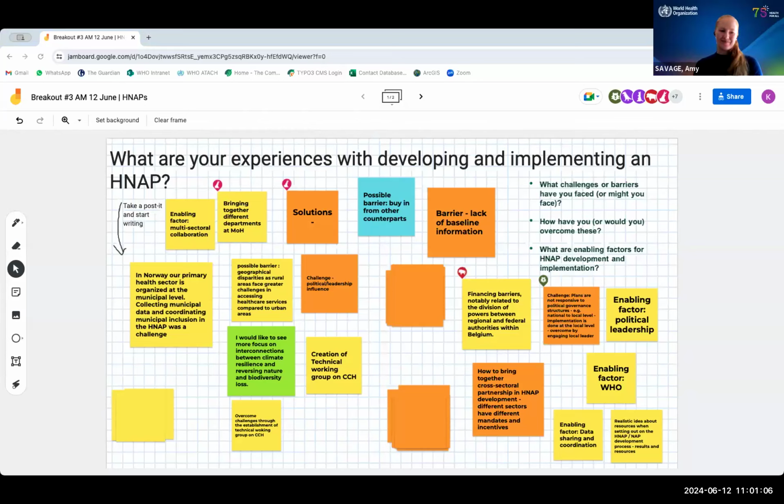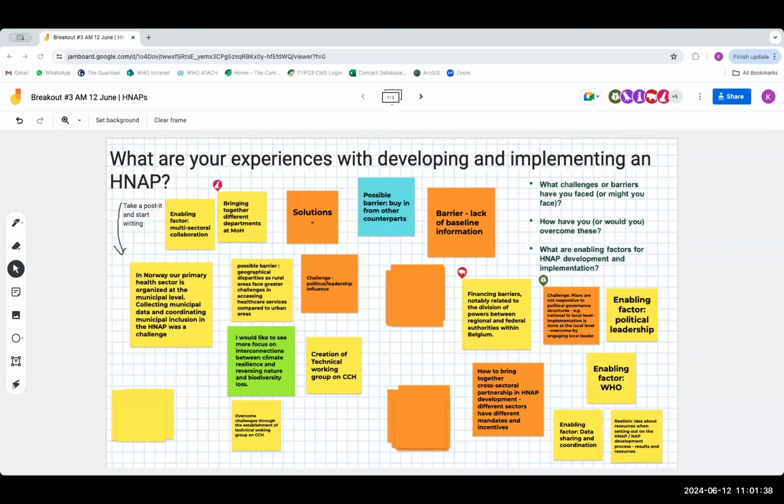Yeah, so in our group, we discussed that in developing an HNAP, we face key barriers like securing stakeholder buy-in, incentivizing sectoral collaboration, and also addressing data gaps. So misalignment with governance structures and dependence on external donors further complicates progress of implementation of HNAP.